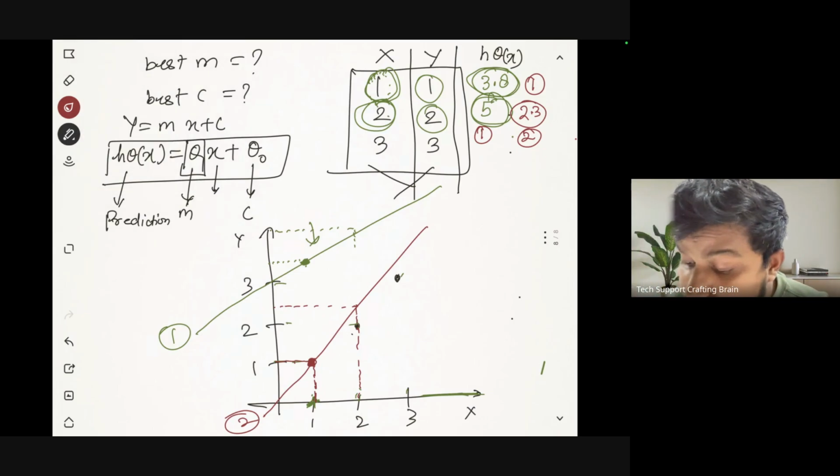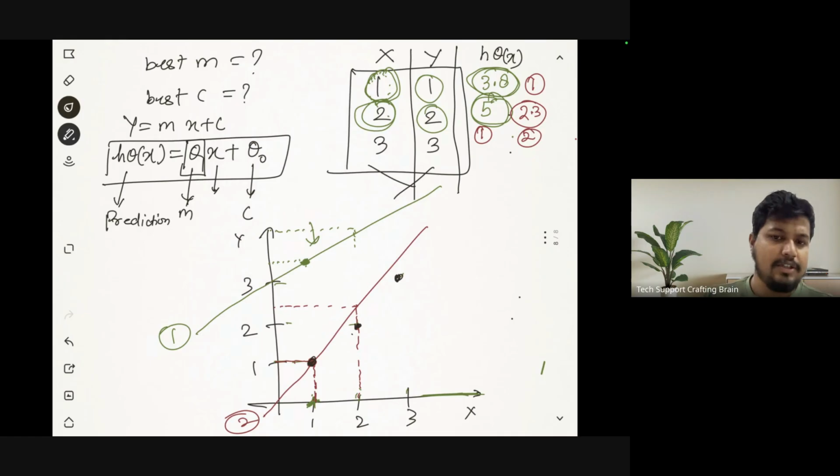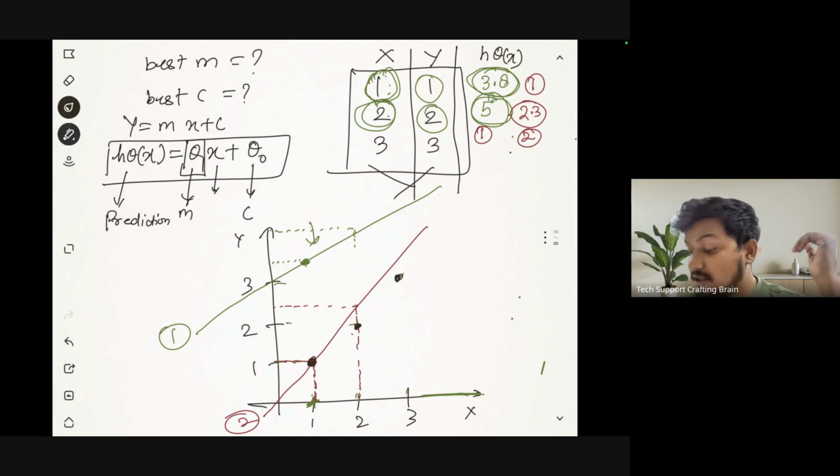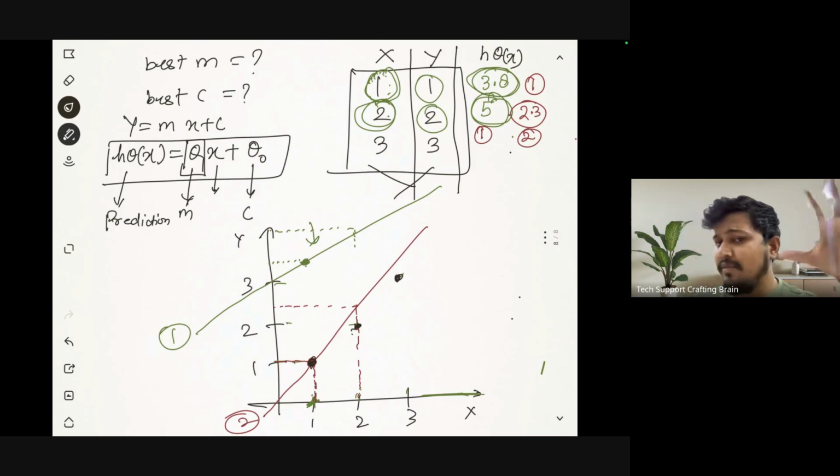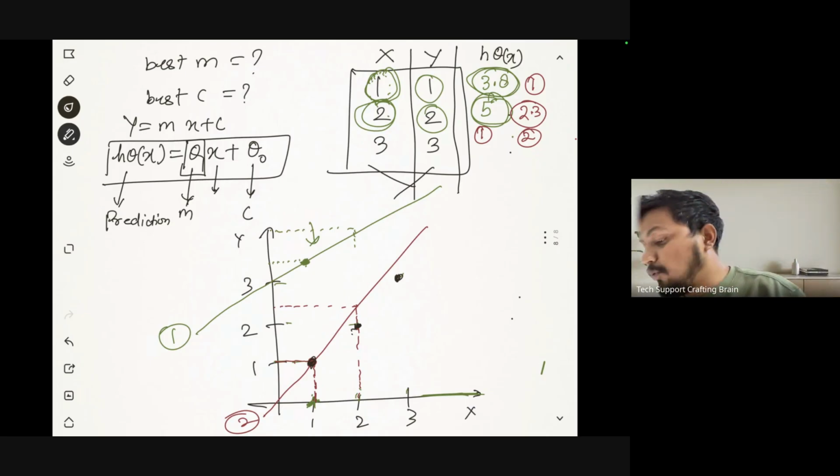If you try to see, guys, it's very important to understand. This is your actual data point. This is your actual data point. This is your actual data point. So which line will make a better prediction? The line which is closer to the data points, or the line which is far from the data points? Closer to the data points. Very good. Closer to the data points.